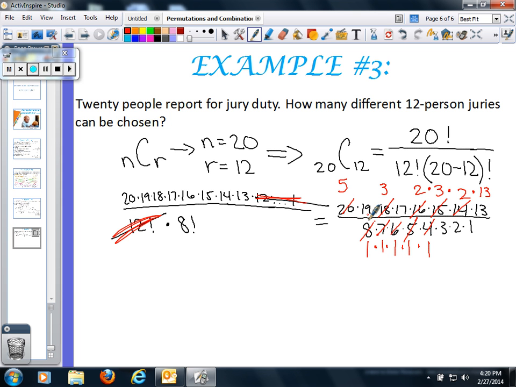3 does not go into 19, 17, or 13. But I can still cancel with what I have up here. Okay? 19 is going to have nothing that goes into it. 17 will have nothing that goes into it. The 1 doesn't matter because anything with a 1 is just 1. Okay? So now let's see what else we're able to cancel at this point. So I'm going to go ahead and rewrite what I have left. So I have 5 times 19 times 3 times 17 times 2 times 3 times 2 times 13 all over all these ones. That's 1 times 1 times 1 times 1 times 1, which is just 1.